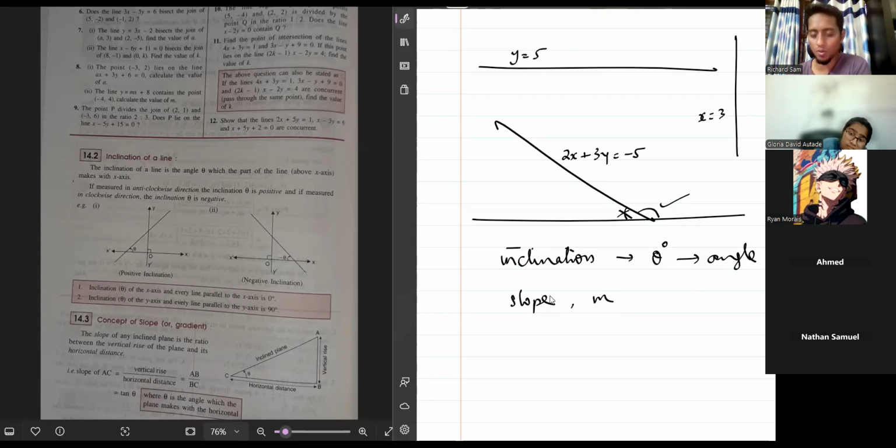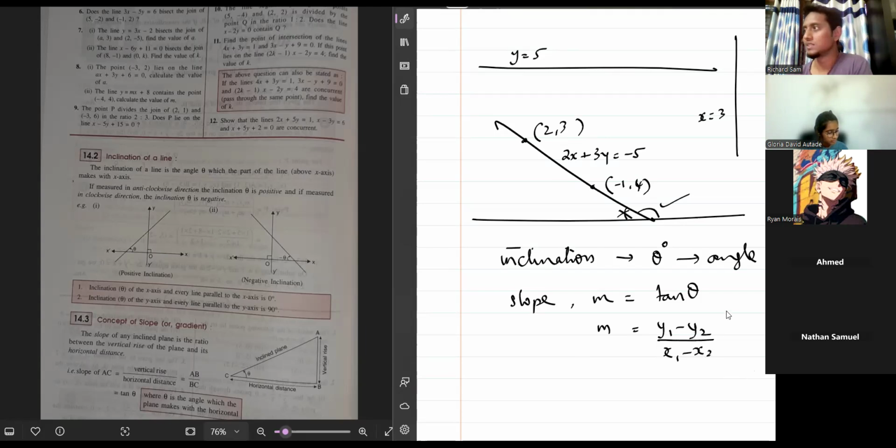Okay. Now, how do you find the slope? There are two ways to find the slope. Two formulas are there. One formula is tan theta. So if you have theta, you put in tan theta, you can find the slope. The other formula is if you have any 2 points, suppose this is your line, and you have the coordinates of 2 points, say 2 comma 3 and minus 1 comma 4. So like this, if you have 2 points, you can use this formula. What is the formula here? Y1 minus Y2 over X1 minus X2. Okay, so two formulas to find the slope.